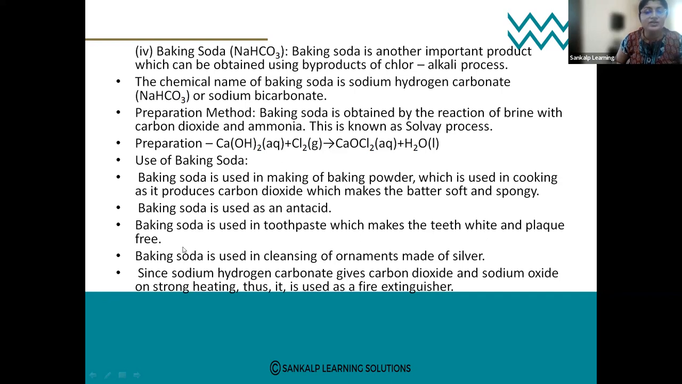Baking soda is used in making your cakes and bakery items to make that fluffy cake, and to make the bread more fluffy. Baking soda is also used as an antacid to treat indigestion problems. It is used for cleansing ornaments made of silver. So these are some of the uses of baking soda.